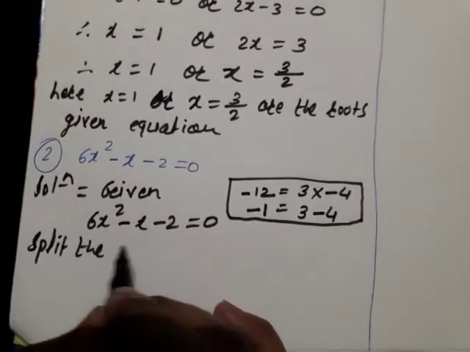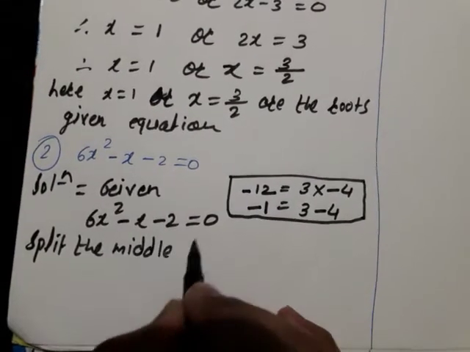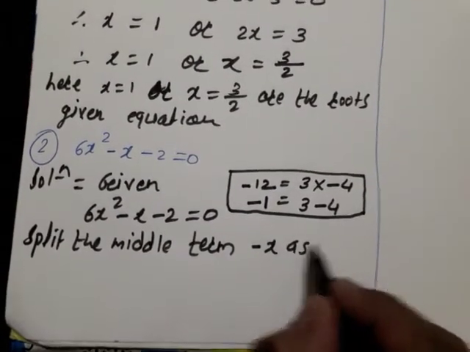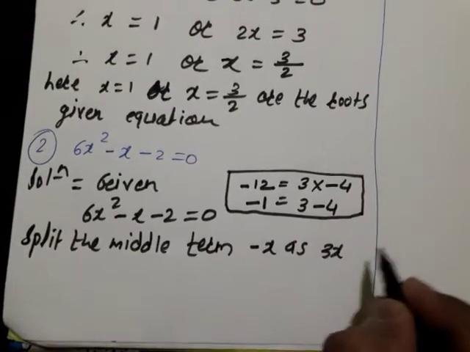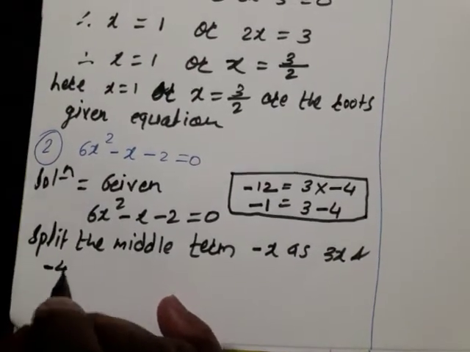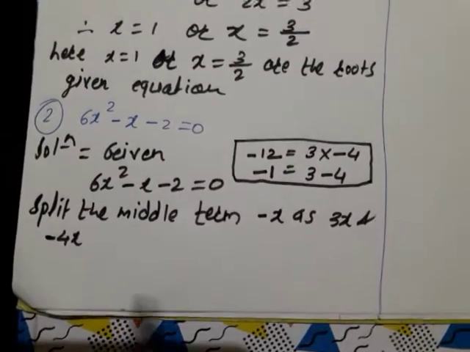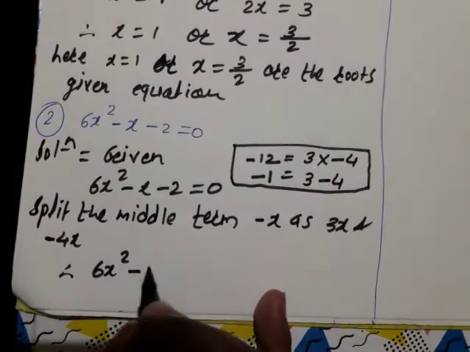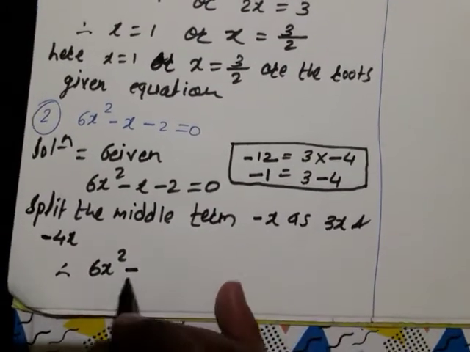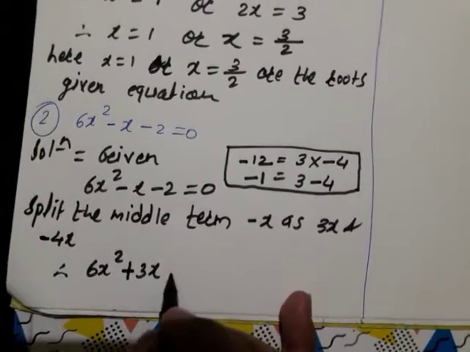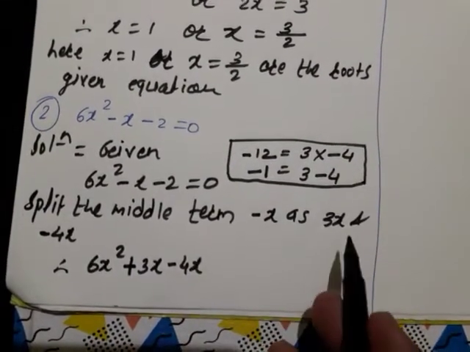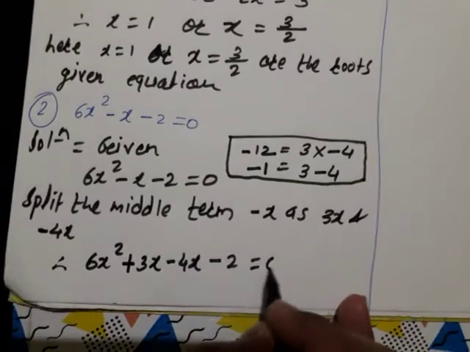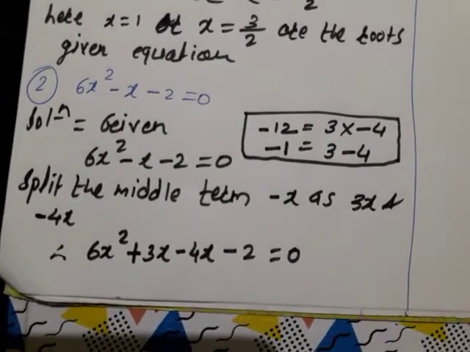split the middle term. What is the middle term? Minus x. How we have to write? 3x and minus 4x. Put this: 6x square, now what will we write? Look here, this is plus 3, so here plus 3 will come, plus 3x minus 4x. Got idea what I did? Plus 3x minus 4x means what you will get? Minus x. Minus 2 is equal to 0.